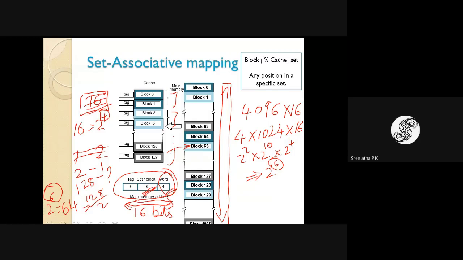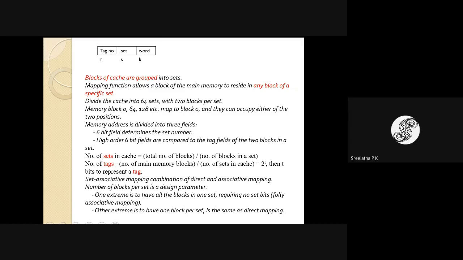And to find the tag number, you can always do 16 minus 6 plus 4. 16 minus 6 plus 4 is nothing but 6 bits. So this is the structure of the address bit division into the cache memory in set associative mapping.